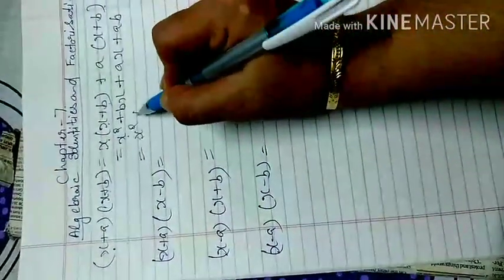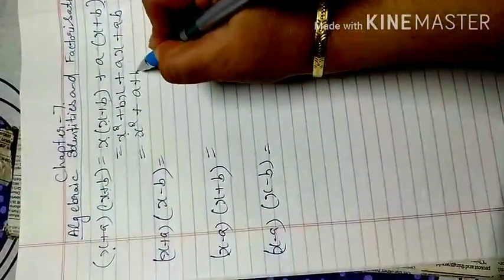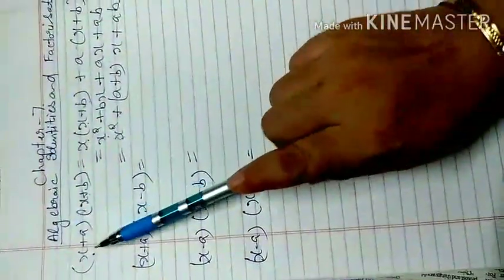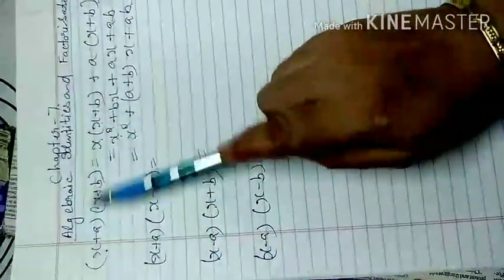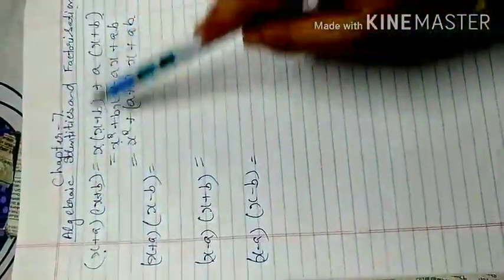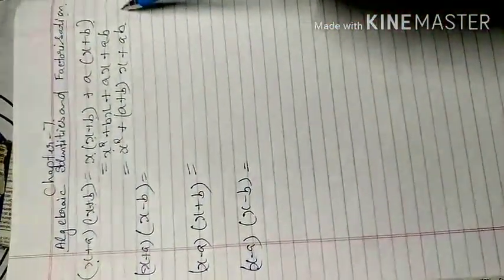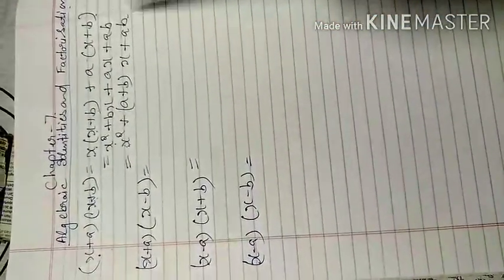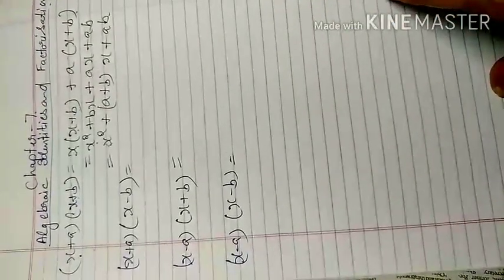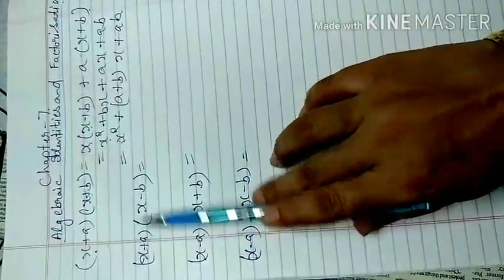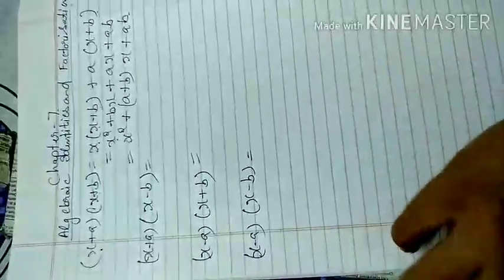If you take x common, that will be a plus b x plus ab. What is the meaning of this? If the first term is the same and only the second terms are different, instead of writing this long procedure, I can directly use the formula x square plus a plus b x plus ab.